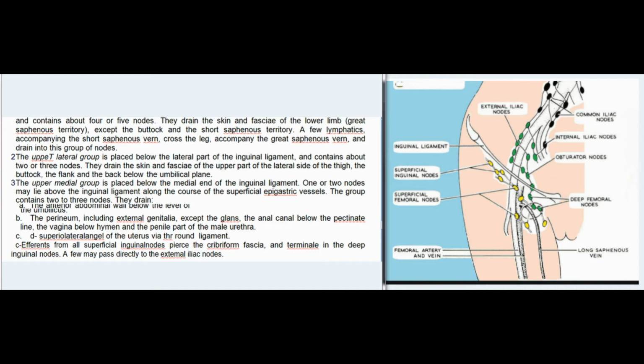Efferents from all superficial inguinal nodes pierce the cribriform fascia, and terminate in the deep inguinal nodes. A few may pass directly to the external iliac nodes.